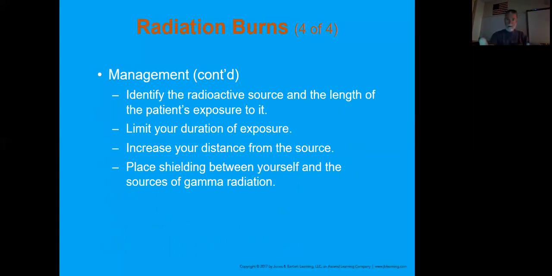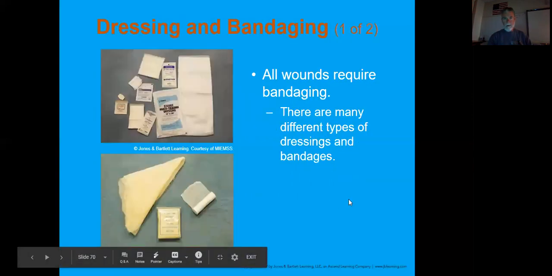Time, by limiting your exposure. The distance, I want to be as far away as I can. And then, of course, the shielding between any of those potential rays out there.